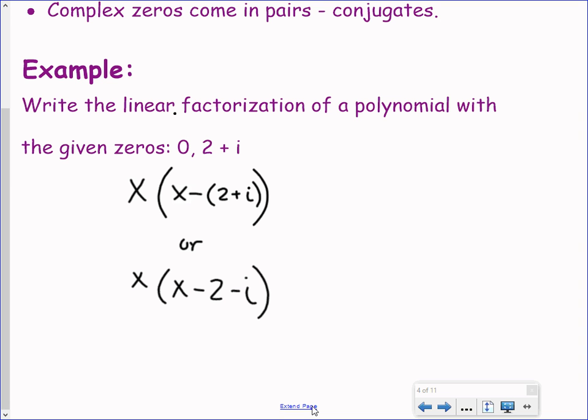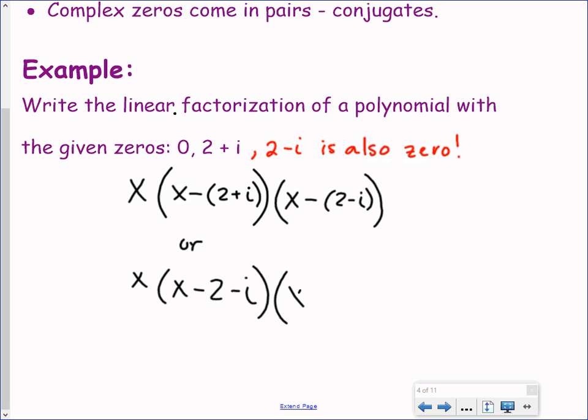Is that it for your linear factorization? Okay, you have to think, even if I only give you one imaginary 0, think about complex zeros. They always come in pairs. 2 minus i is also a 0. So if you only get one imaginary, you put in the other. You know it has to be there. And so we would add another factor, could write it as x minus the whole 0, 2 minus i, or you might distribute that, it'll be x minus 2 plus i.